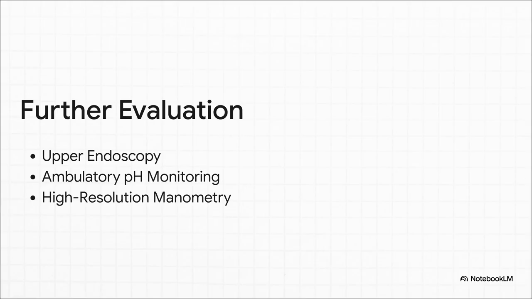Okay, so for those folks who don't respond to the PPI trial, this is your diagnostic toolkit. You can do an upper endoscopy to rule out any structural problems or esophagitis. Ambulatory pH monitoring is really the gold standard to actually measure and quantify reflux events. And finally, high-resolution manometry is how we formally diagnose those esophageal motility disorders we mentioned earlier.